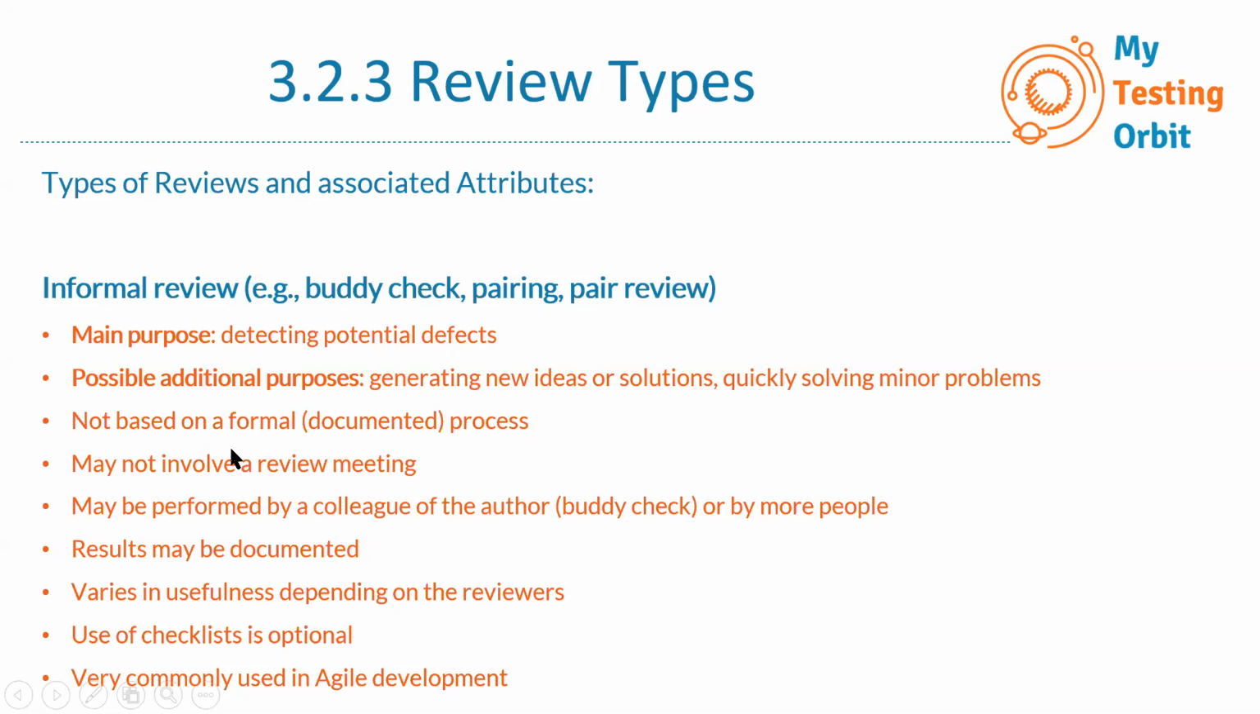It's not based on a formal process, which we already know, and may not involve a review meeting. So in informal review, we don't have to set up a formal review meeting. It can be performed by a colleague of the author, buddy check, or by more people. Anyone agreed in the team can do that review, but there's no formal process for that.